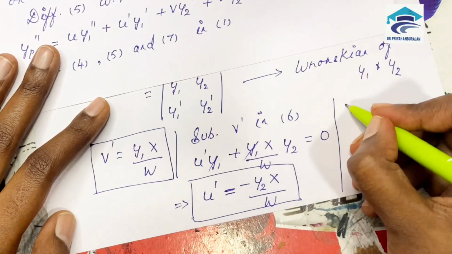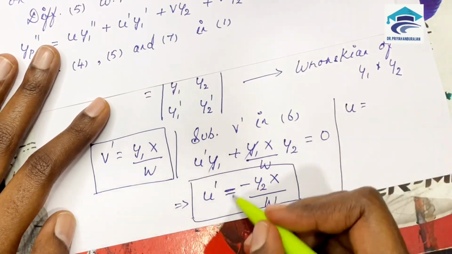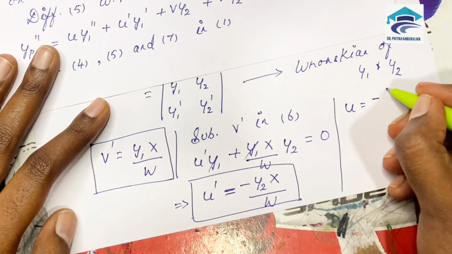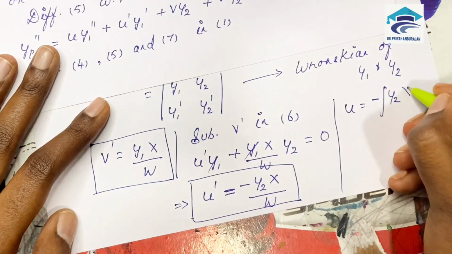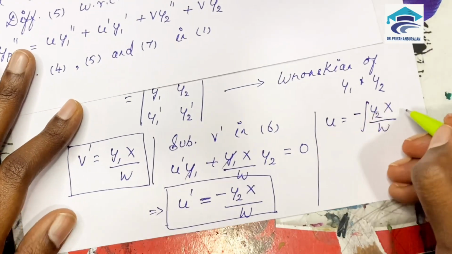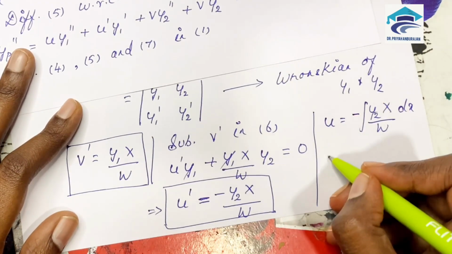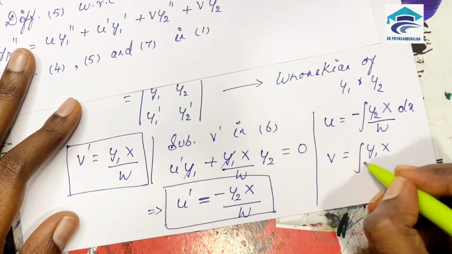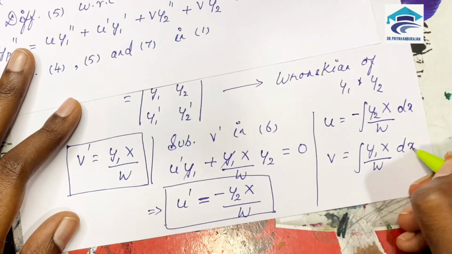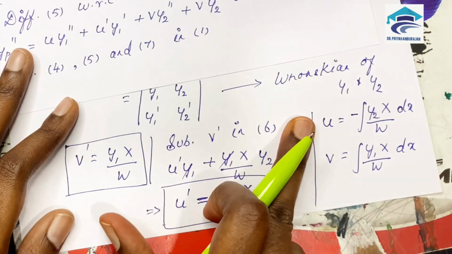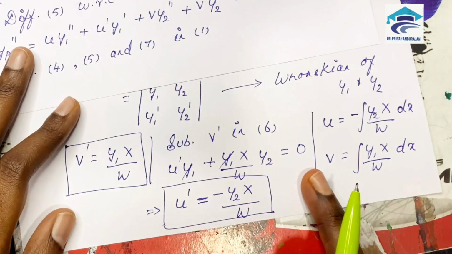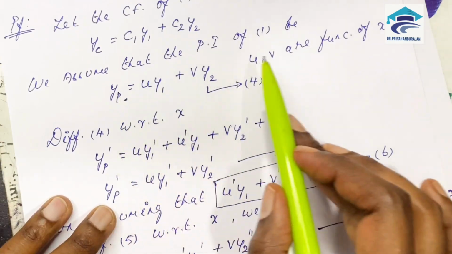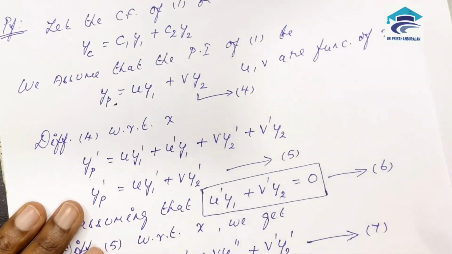So I can write u as, so what is u? I have to integrate this. I can write u as minus integration of y2x by w into dx, and my v is equal to integration of y1x by w into dx. So now we have our u and our v. Let me substitute it in equation 4 in order to get the particular integral.